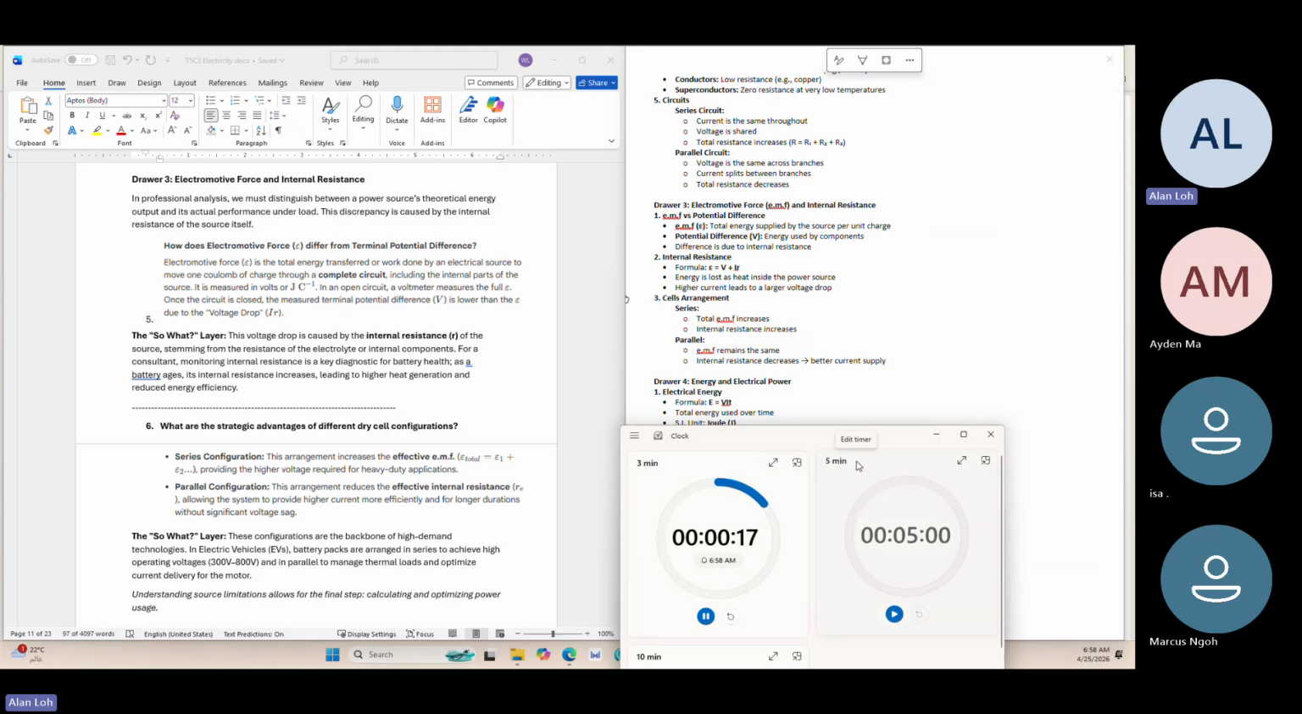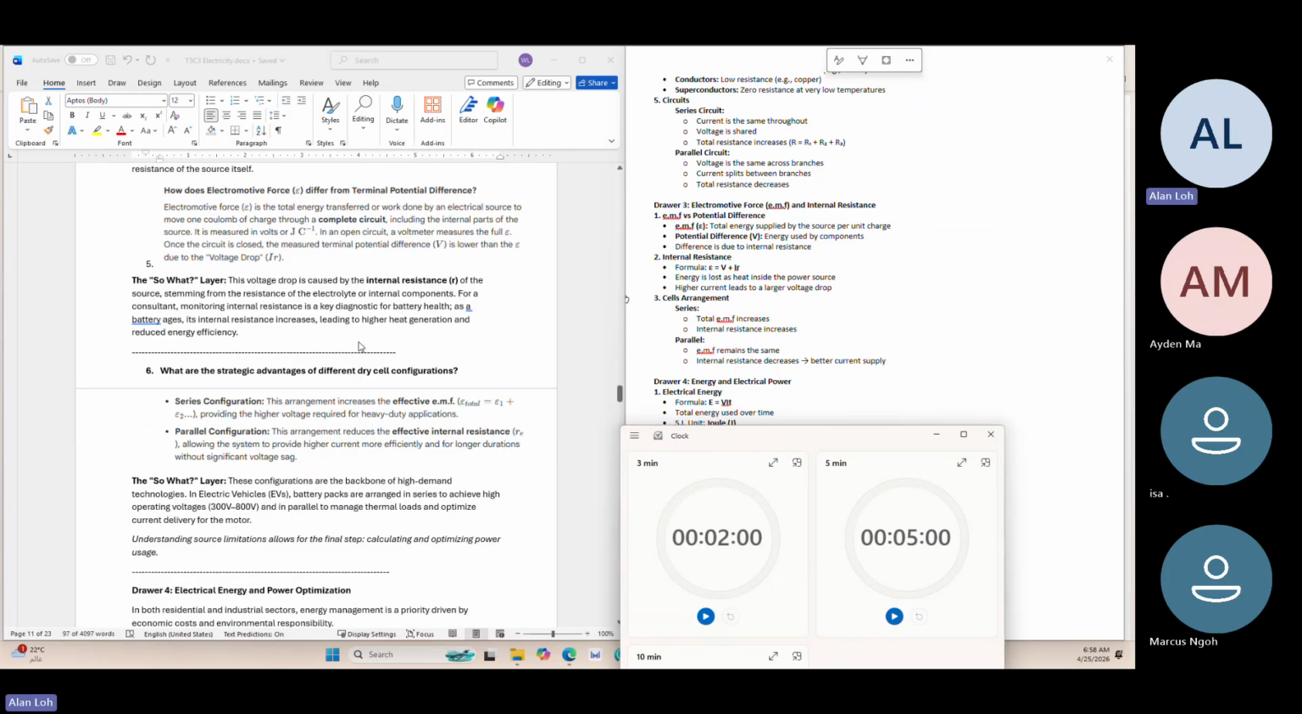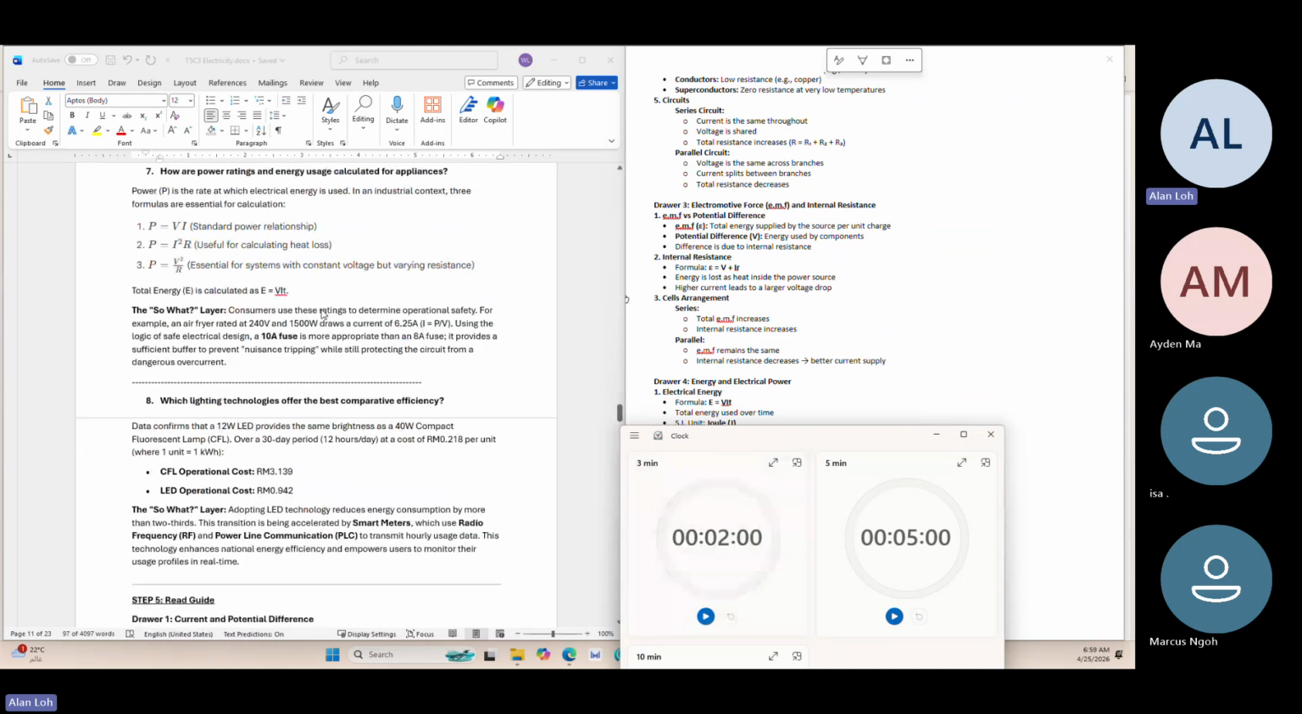Twenty seconds. All right, time. That is drawer 3. So let's continue to the last, drawer 4. We do the same thing, 2 minutes for 2 questions. Then we go for a short break. Let's start now.